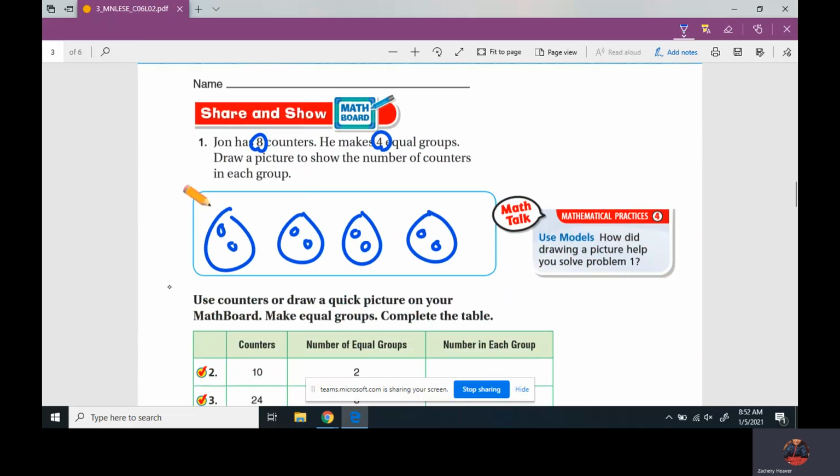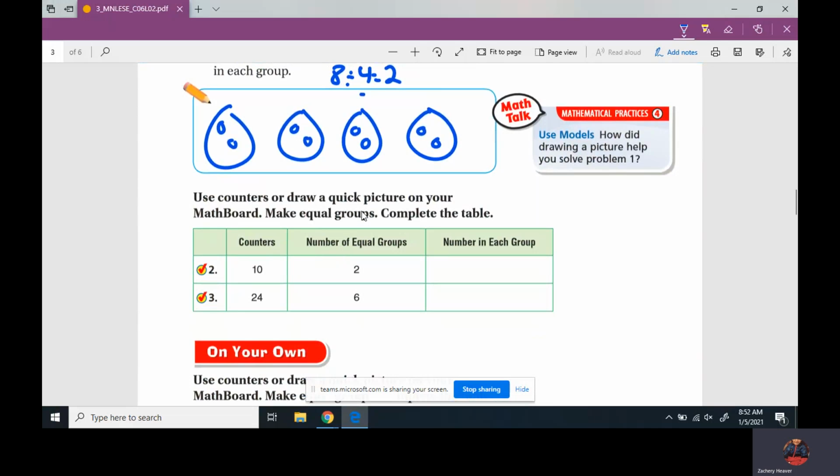So we have 8 counters divided by 4, which is going to be 2. And also, we know that 2 times 4 equals 8. Okay? It can't look like 4 divided by 8 because we can't take 4 and spread it across 8. Remember, the bigger number is always first. The bigger number is called the dividend, and the smaller number is the divisor. The equal groups is what's doing the dividing. The counters is always what's first.